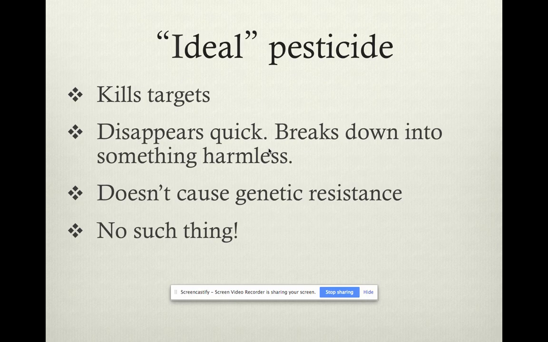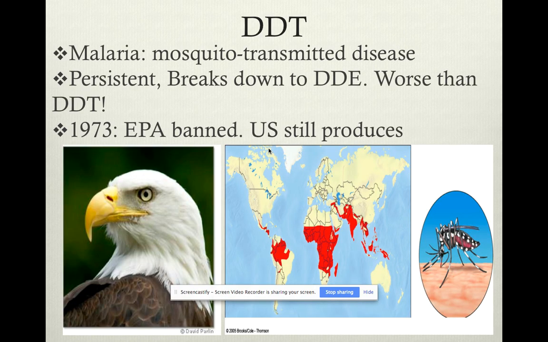So, what's the ideal pesticide? It kills only targets, it disappears fast, it breaks down into something that's harmless, and it doesn't cause genetic resistance. There is no such thing. So, if you can make this, you will become a millionaire and you will have to share your money with Miss Jones because she taught you about some of this stuff.